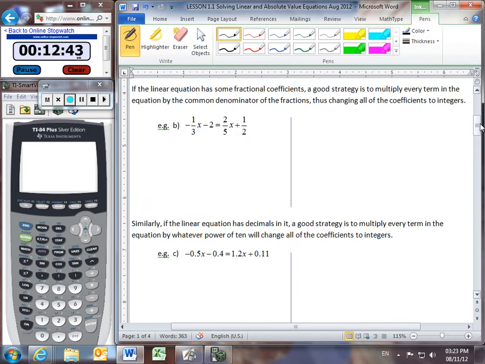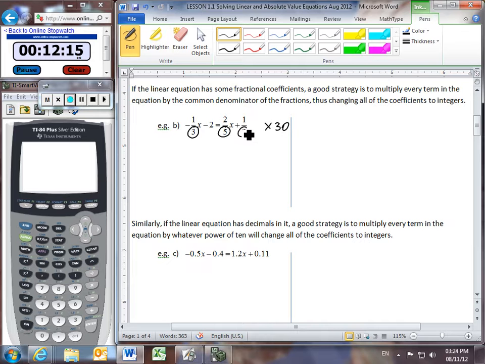If you've got fractional coefficients, we can just multiply everything through by the common denominator of those fractions, and then everything will be an integer, and we won't have to worry about manipulating those fractions any further. Here I've got common denominators of 3, 5, and 2. Their common denominator is going to be 30. So if I multiply the entire equation through by 30, that means that every single term must be multiplied by 30.